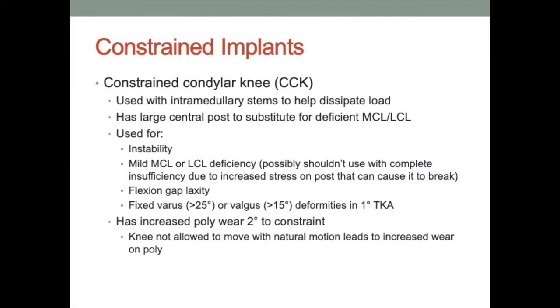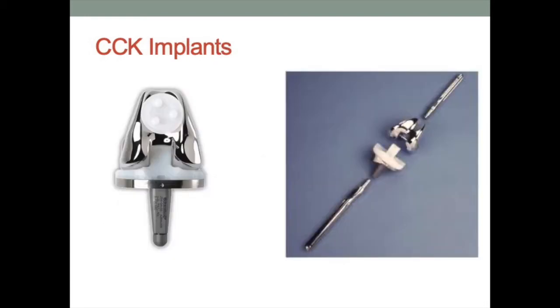The knee is not allowed to move with natural motion, which leads to increased wear on the polyethylene. There's less of a pivot shift with this, and you don't get the rotational component that you get with normal knee kinematics. So here's an example of the CCK component with stems pictured on the right side, but you can see that large post completely fills the box on the left side there.